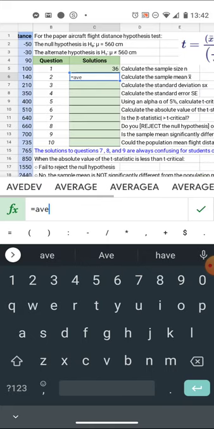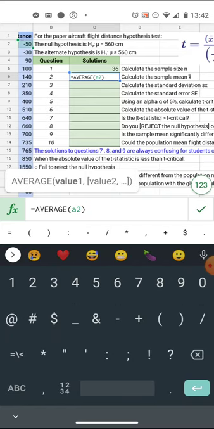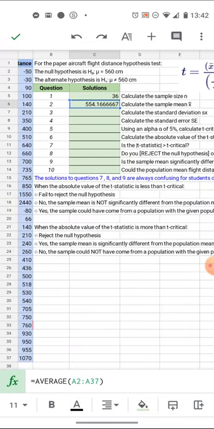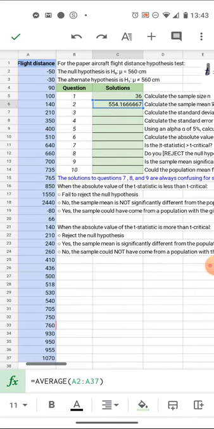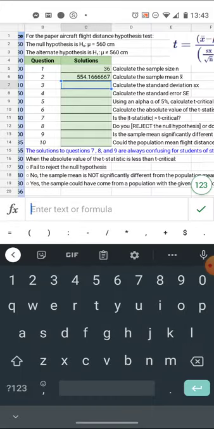This is the average function, not the mean function. There is no mean function. A2 to A37, 554. This particular batch of aircraft has flown farther than the 10.1 aircraft, so be careful. Results may differ.